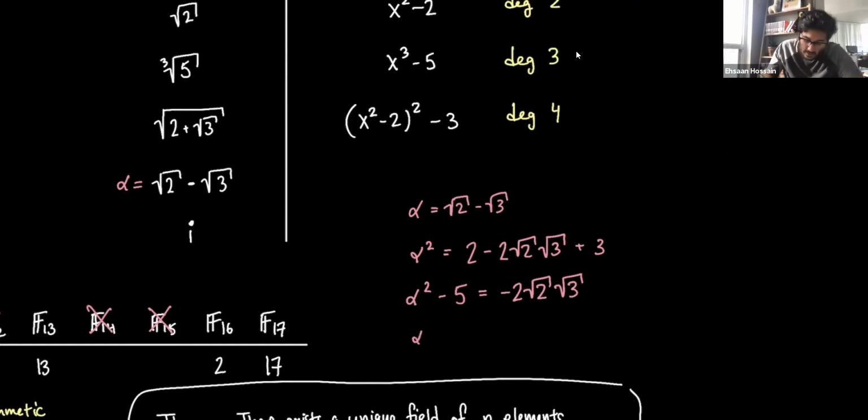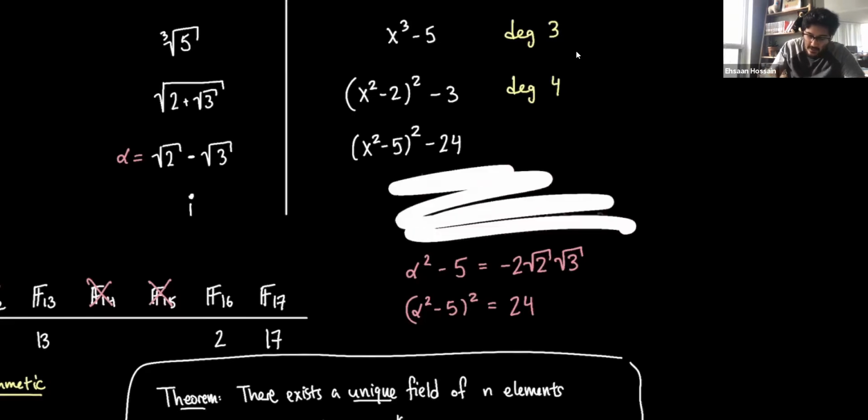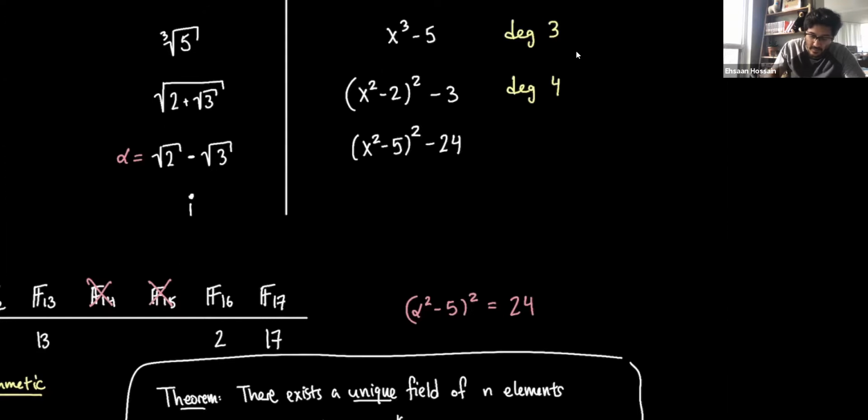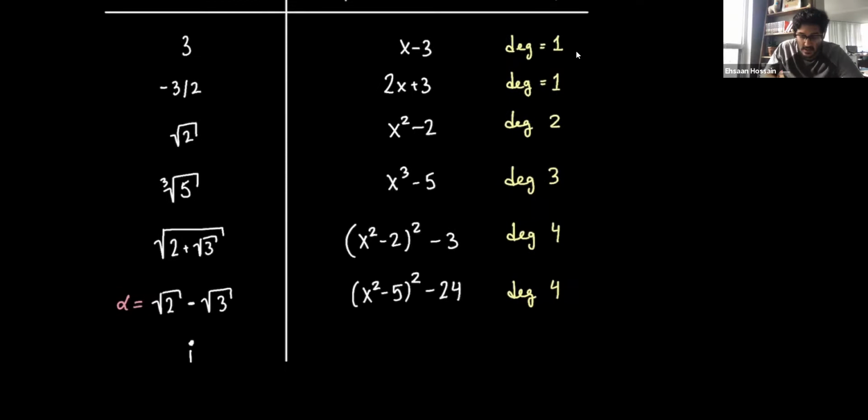Square it again. Alpha squared minus 5 squared equals 4 times 2 times 3, right? Which is 4 times 2 is 8 times 3 is 24. I think I got that right. Then I subtract 24. So a polynomial here would be x squared minus 5 squared minus 24. Let me just get rid of that rough work there. And this is degree 4.